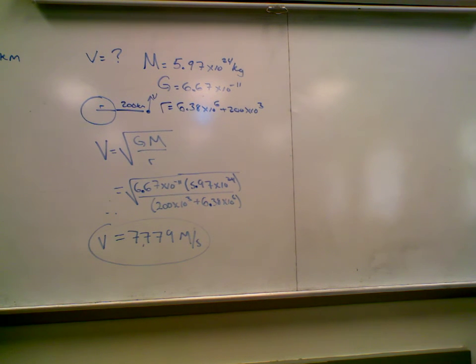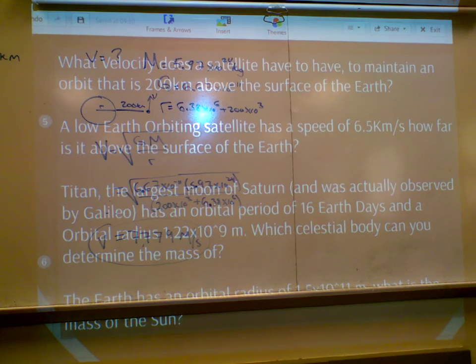All right, the next one. A low orbiting satellite has a speed of 65 kilometers per second. How far is it above the surface of the Earth? If you didn't try this one already, write down your list. Make your list, and we'll get started from there. Now we know velocity.